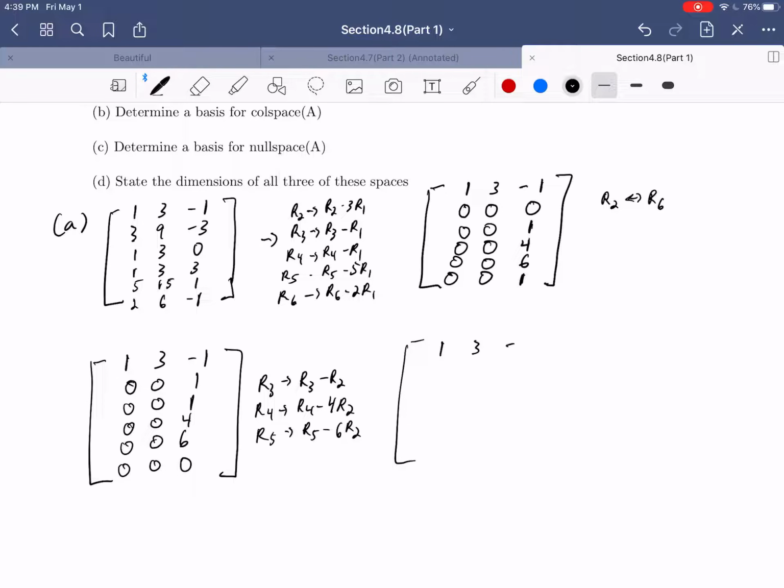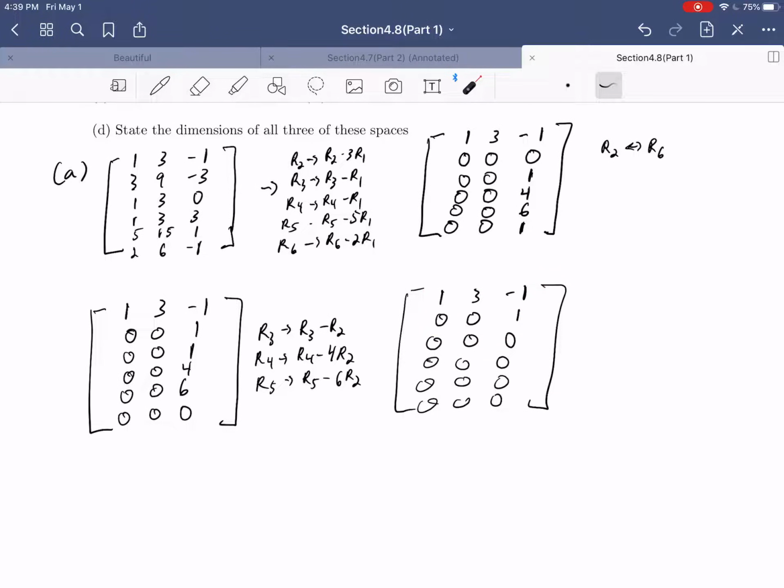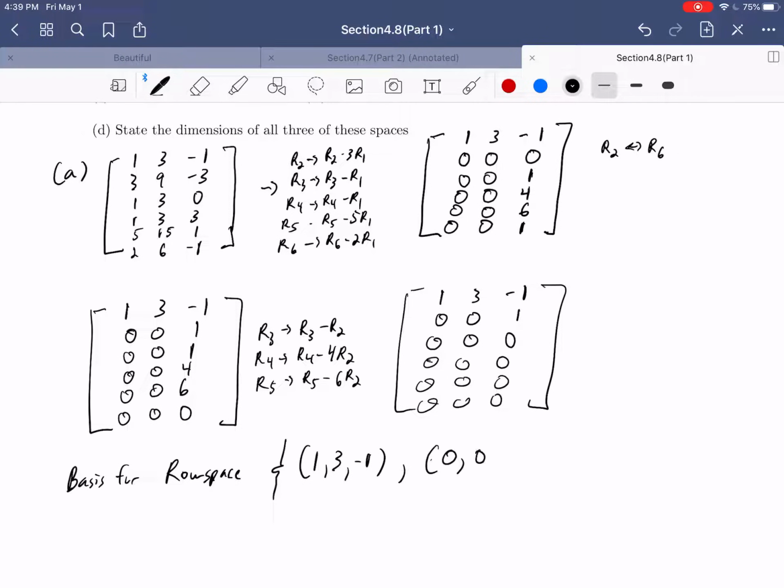So we should get 1, 3, minus 1, then 0, 0, 1, and then all zeros, and of course we already had 0, 0, 0 at the bottom. So there we go, there's our row echelon form. We grab the non-zero rows here, 1, 3, minus 1 and 0, 0, 1, and those will be our basis for our row space. So the basis for our row space is going to be the vectors 1, 3, minus 1, comma, 0, 0, 1.